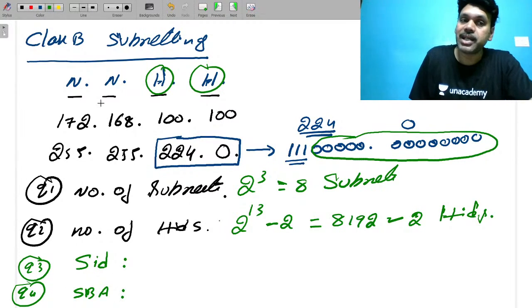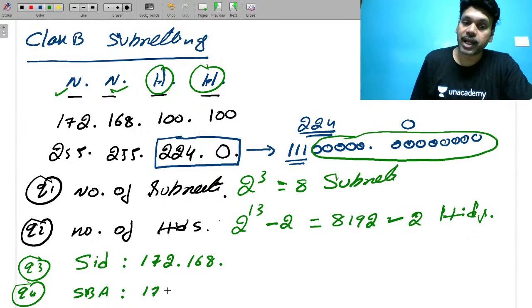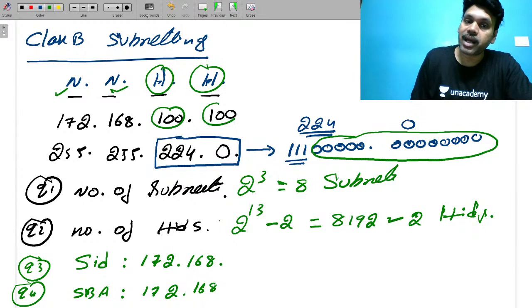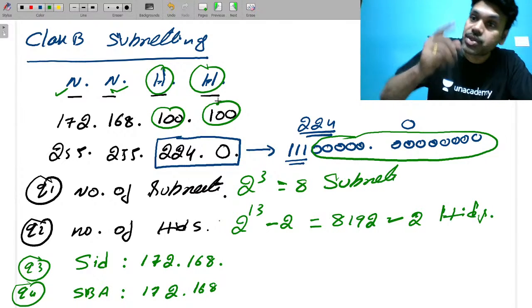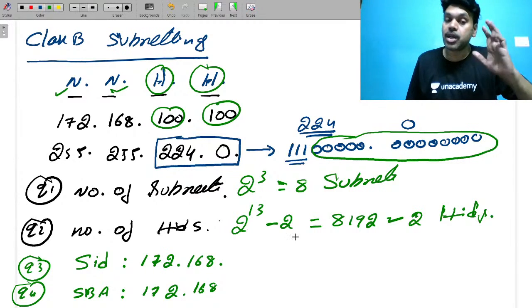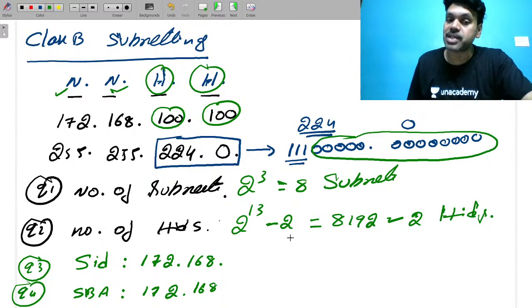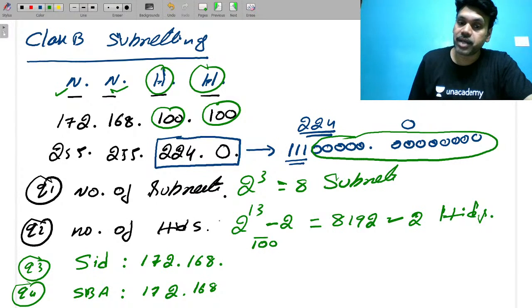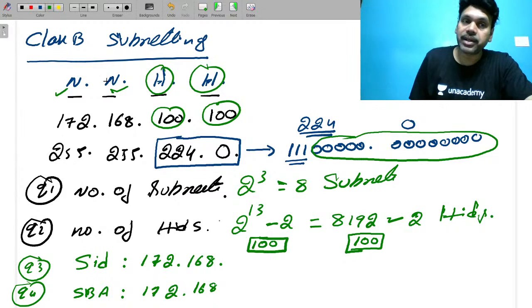So subnet ID: write your NID clearly because we are not going to manipulate it. 172 and 168 we will drop as they are. And you need to write 100 and 100 into binary as they belong to the HID. So write the HID part of your IP into binary to know the subnet ID and subnet broadcast address. So 100 binary I am writing. Here also 100 binary I am writing. So what is your 100 binary? Let me write.